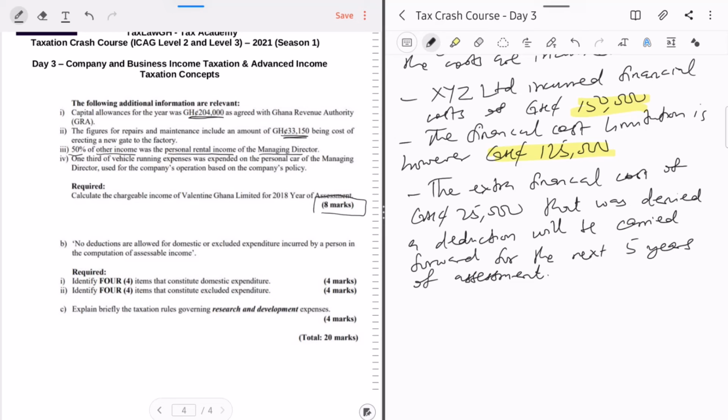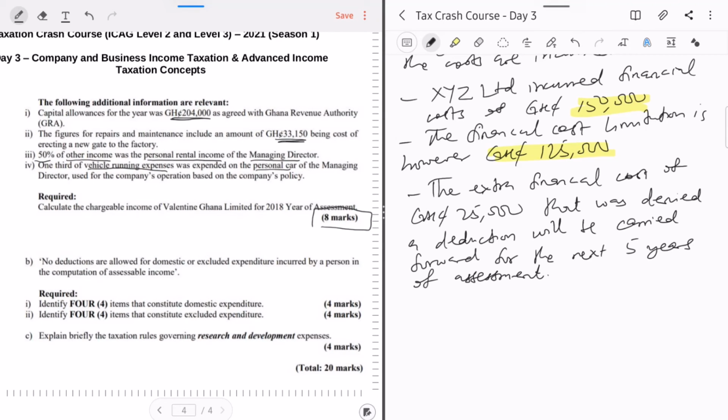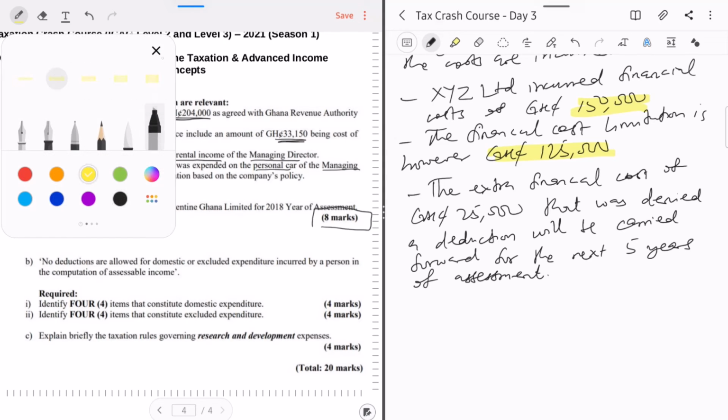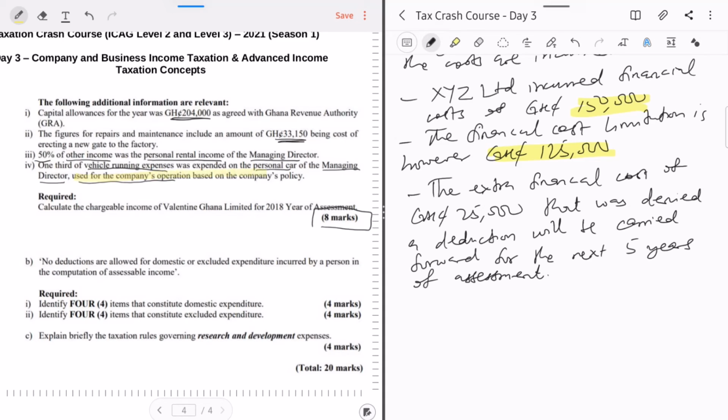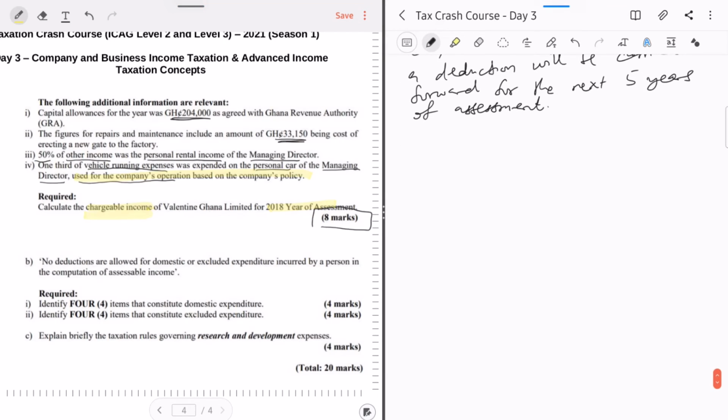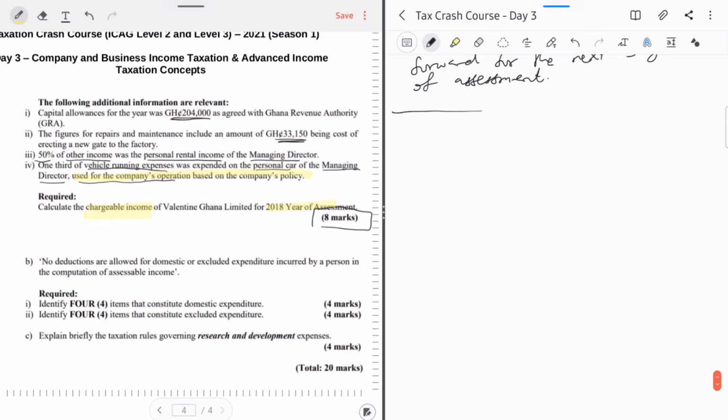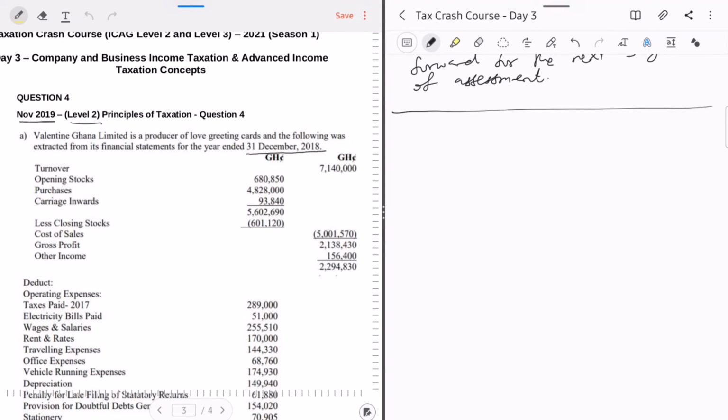Then they're saying 1/3 of the vehicle running expenses was expended on the personal car of the managing director used for the company's operation. So here they're trying to trick you. Some students will see managing director's personal car and then they'll disallow it, but they've emphasized here that this was used for company's operation based on the company's policy, right? Then the requirement is what? Calculate the chargeable income of the company for the 2018 year of assessment, right? Okay. So in questions like this, what do you do? This is our question 4.